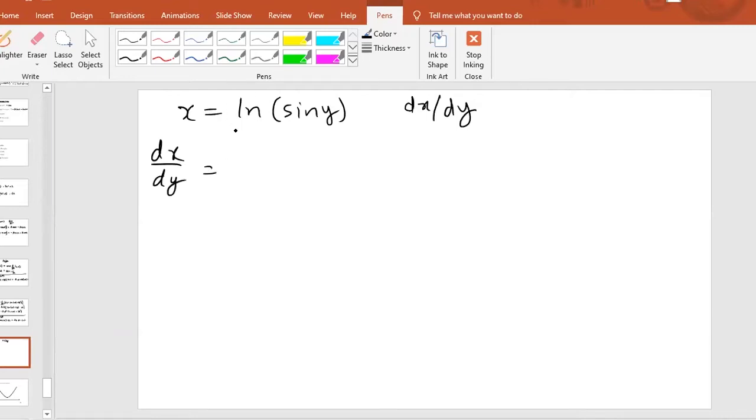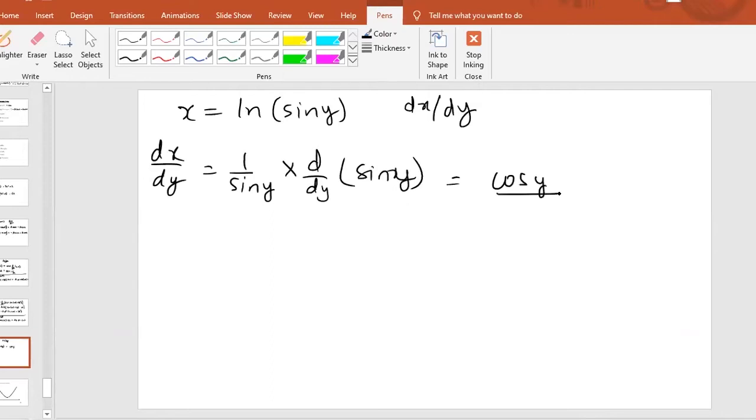First, we have to differentiate this log. What is the differentiation of log? 1 by whatever is there inside the function. So 1 by sine y into differentiate the inner function with respect to y. That would be cos y. So we'll get cos y by sine y, which is equal to cot y.